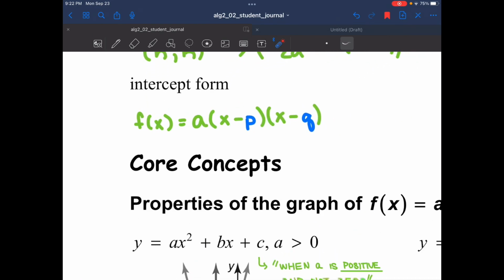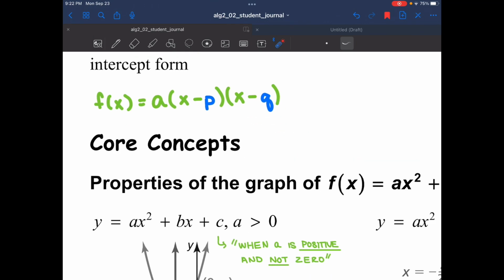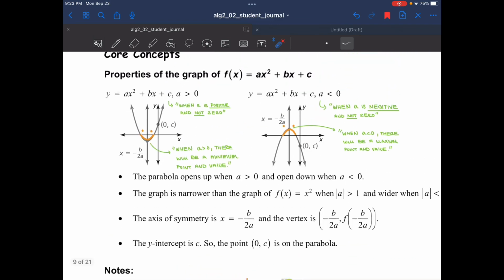Intercept form describes where the x-intercepts are, so it really should be called x-intercept form. We're left with a, so remember a is our vertical stretch, shrink, and reflections. We're left with p and q, and when we set these two factors equal to 0, we can solve for x. So we'll get an x equals, and that will tell us where our x-intercept will be. So something like this. Right? All right.